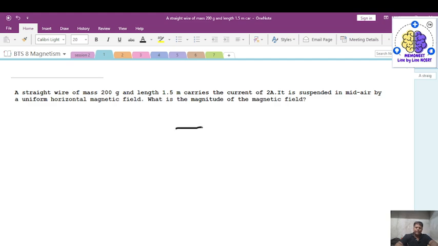Now, suppose this is the conductor, and it is being suspended in the air, then definitely the net force on the body is zero. The forces acting on the body are one, the weight of the body, that is mg, and another, the magnetic force F. It remains suspended in the air only when the magnitude of F is equal to mg.